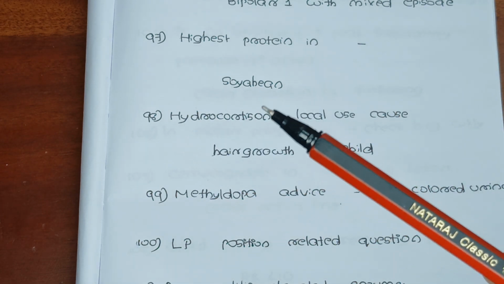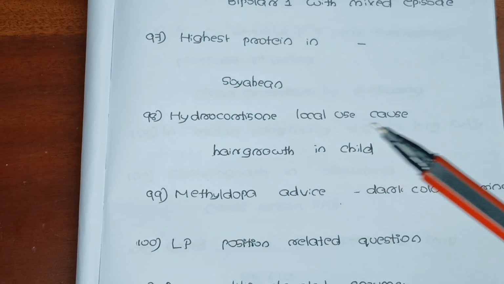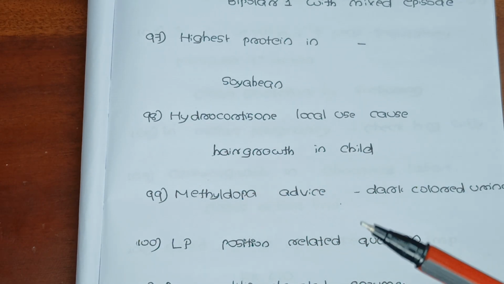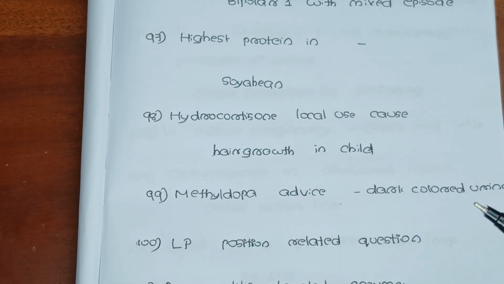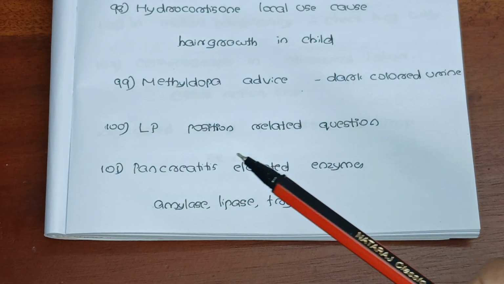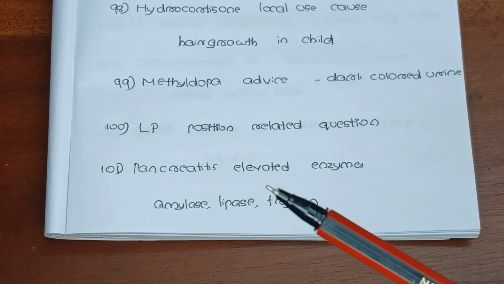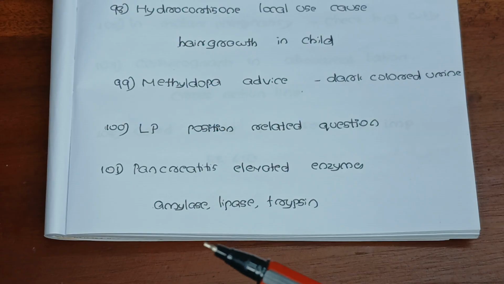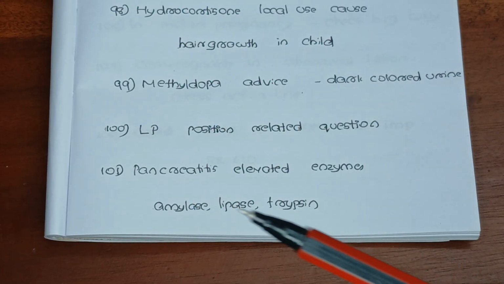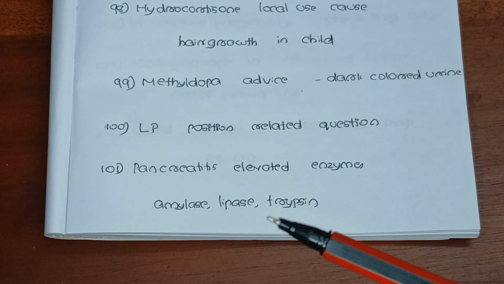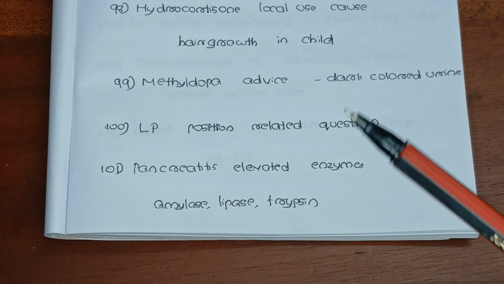98. Injection hydrocortisone local use can cause hair growth in child. 99. Methyldopa advice that should be given is there will be dark colored urine due to the use of methyldopa. And also there was one question regarding LP position related question. 101. Pancreatitis elevated enzymes are serum amylase, serum lipase and serum trypsin. These all are pancreatic enzymes. The other option was lactase, I think. That was false.